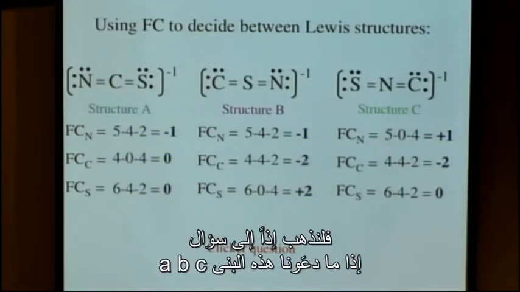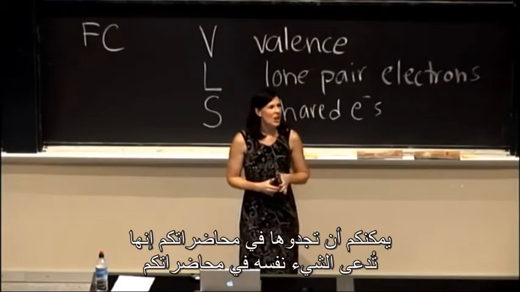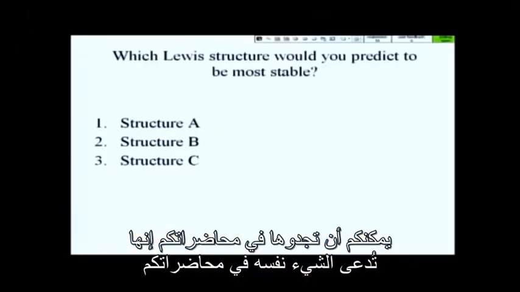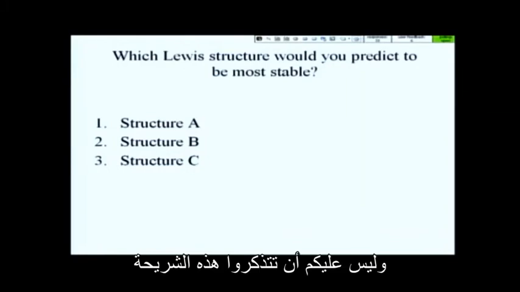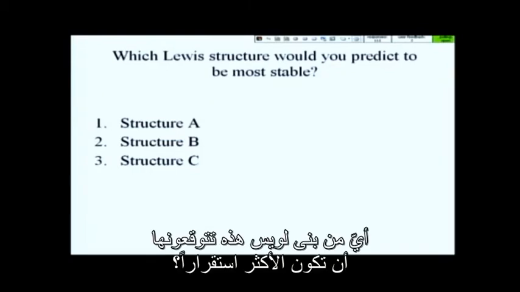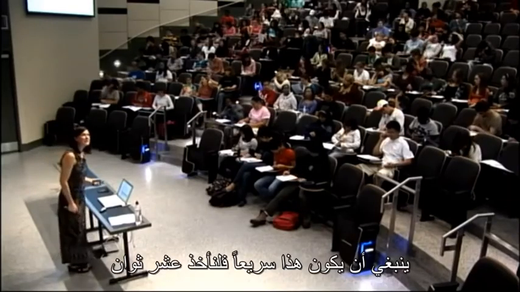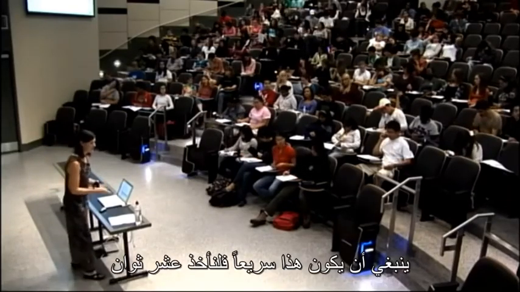So let's go to a clicker question. If we call this structure A, B, and C, you can look on your notes. It also says structure A, B, and C on your notes, so you didn't need to just memorize that slide. But I want you to tell me, in terms of thinking about formal charge, which Lewis structure would you predict to be the most stable? And this should be fast, so let's take 10 seconds on this.